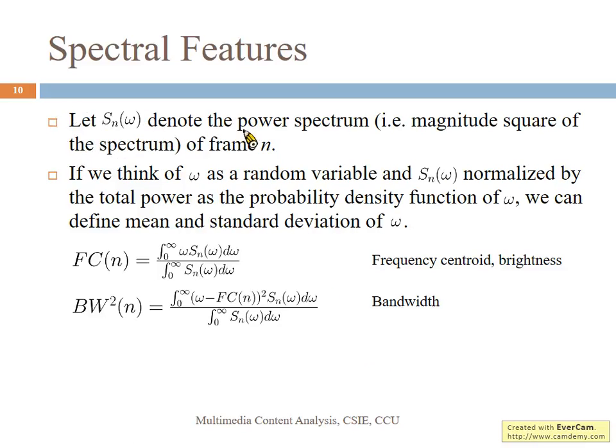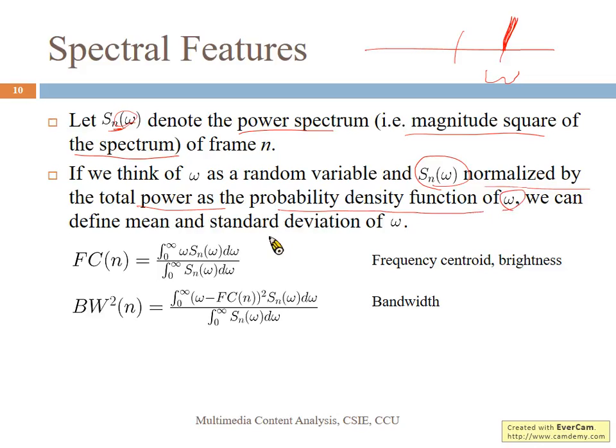Let S_n(omega) denote the power spectrum of the frame. Here omega denotes the frequency, and n denotes the index of the audio frame. The power spectrum means the magnitude square of the spectrum. That means at the frequency omega, the sound energy is called S_n(omega). If we think of omega as a random variable and S_n(omega) normalized by the total power as the probability density function of omega, then we can define the mean and the standard deviation of omega like this.